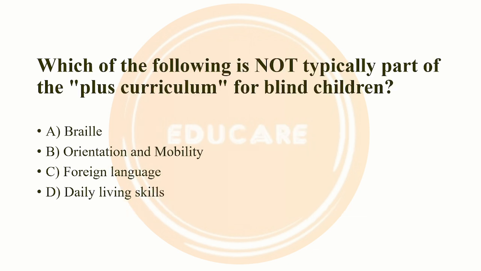Next, which of the following is not typically part of the expanded core curriculum for blind children? Option: Braille, orientation and mobility, foreign language, daily living skills. The answer to this question is option C, that is foreign language.